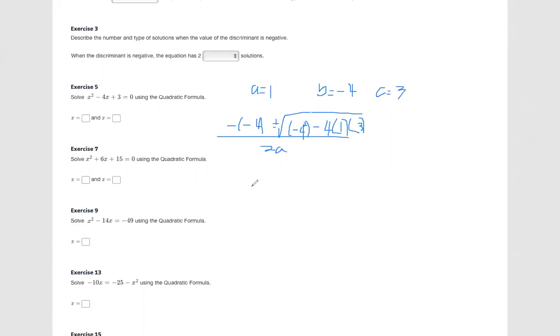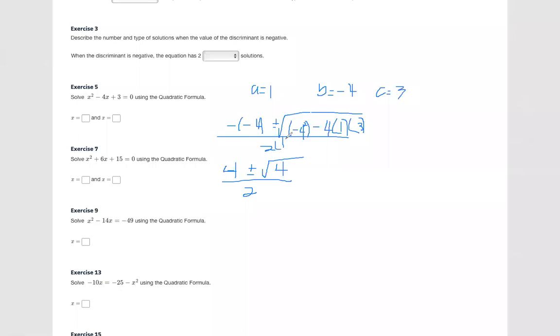Okay, so again, if I simplify real quick, that first number is just going to be a +4. You're going to have a plus or minus. And then this right here would be 16 minus 12, which gives me 4. And then all over 2. That was supposed to be a 1 right there, by the way.